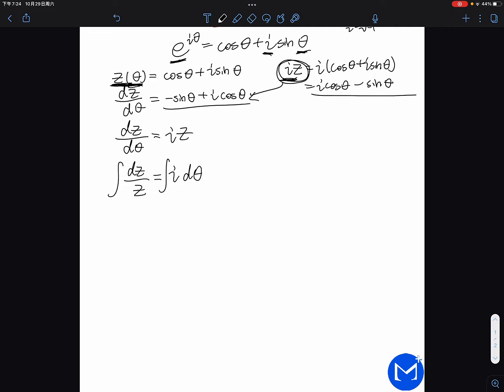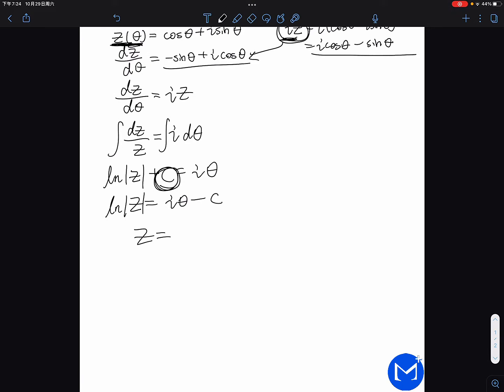Well, what is the integral of dz over z? If you're familiar with calculus, then you will know that this is actually equal to ln z plus c equals i times theta. But what is c here? C is an unknown value that is yet to be solved. Okay, but right now we're trying to isolate c to the other side, and we're just going to have a single z on one side. So we're going to have ln z equals i times theta minus c.